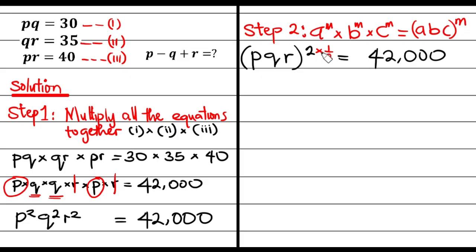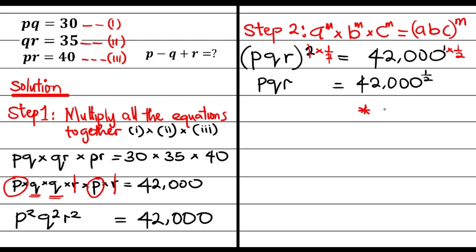For the fact that I did something here multiplied by half, I have to do the same thing to the right hand side. And don't forget, 42,000 is raised to the power of 1 already, so I'm going to multiply that also with an exponent of half, that is times 1 over 2. Therefore, this 2 is going to cancel this 2, so I've achieved my aim. I'm going to be left with PQR equals 42,000, but this time raised to the power of half, 1 over 2.